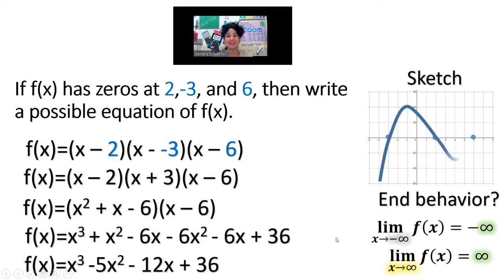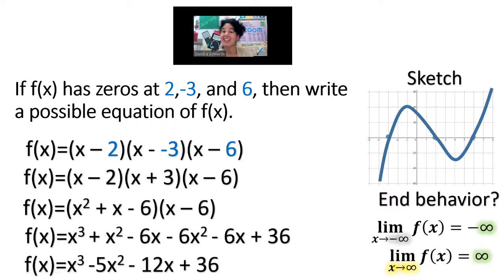Now when I make that sketch there, see how it's sliced? It's sliced and it's sliced, and that's because all of these zeros, 2, -3, and 6, all have a multiplicity of just 1. They all showed up one time. So I started down, slice, slice, slice, and I have my graph.